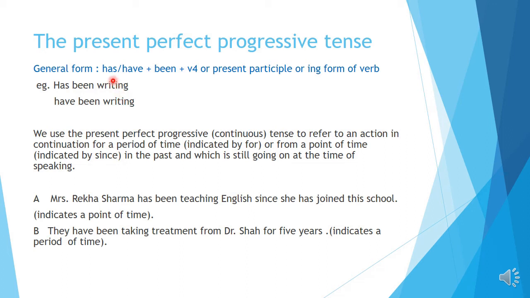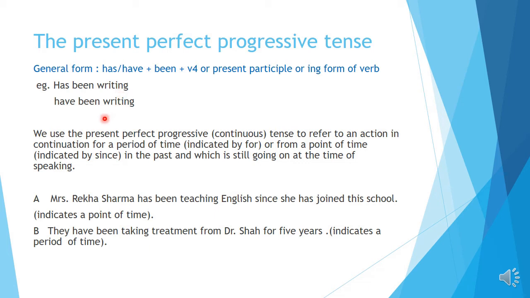See, in the general form, from has or have, we have to use any one word depending upon the subject. If the subject is singular, we use has, and if the subject is plural, we use the word have. The second word is been, okay, and the third word is the ing form of the verb. Here the verb is write and the ing form is writing.